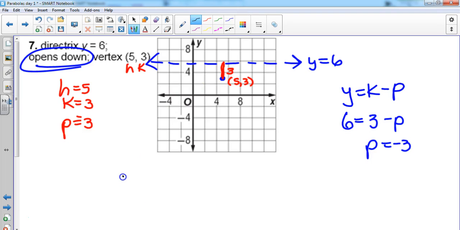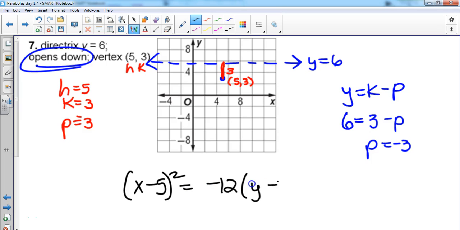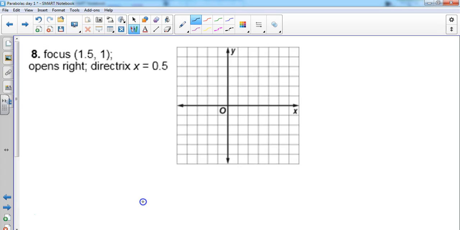So write the equation, anybody? X minus 3 squared equals... What's the x of the vertex? The x, oh, I'm sorry, 5. But you're right, it is an x squared, right? Yes. Equals negative 12. Yep. Everybody okay? One more? Okay, last one.